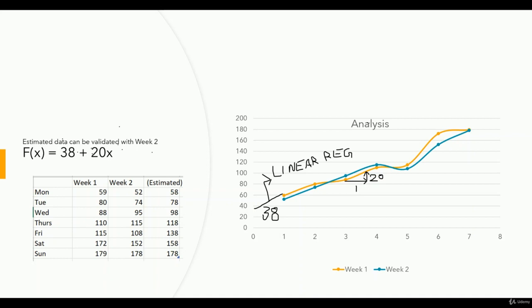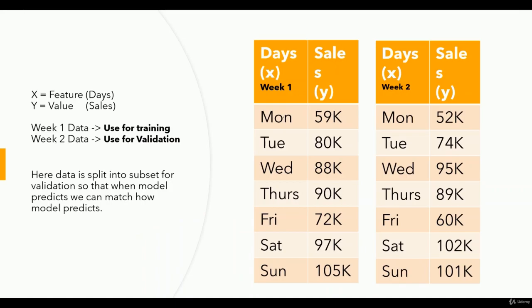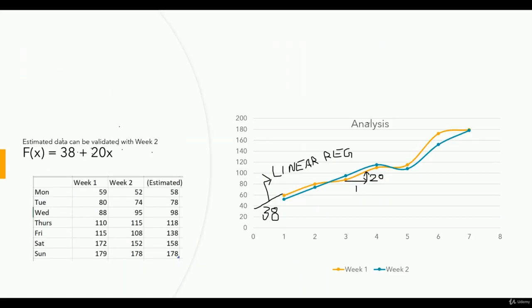Here in the chart, if you see for week 1, as I am using the data for week 1, as I told you in the first one, that week 1 data will be used for training purposes and week 2 will be used for the validation purposes. So in the analysis, I will just use the yellow line, that is for week 1. I will not touch the week 2 line. Week 2 line is just for my validation once I have the formula. Now let us check how we can get this formula.